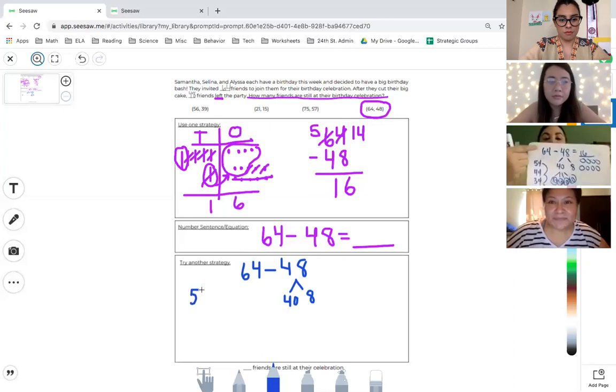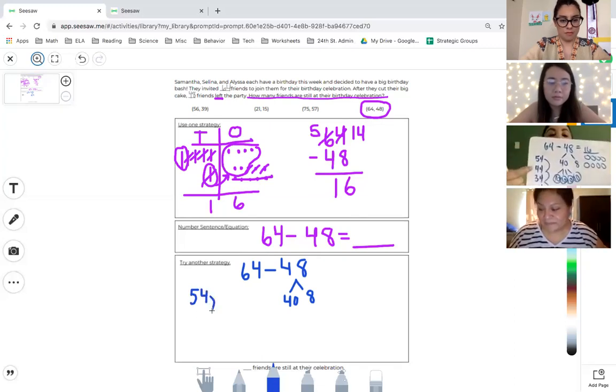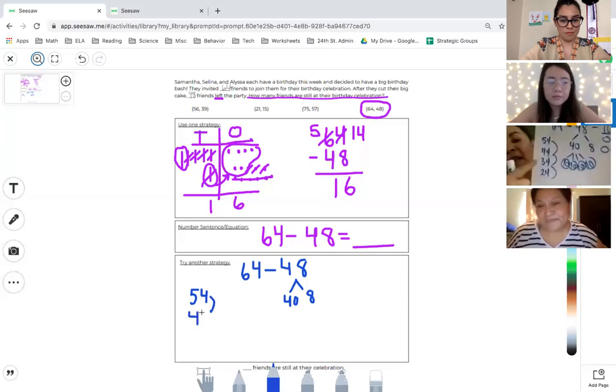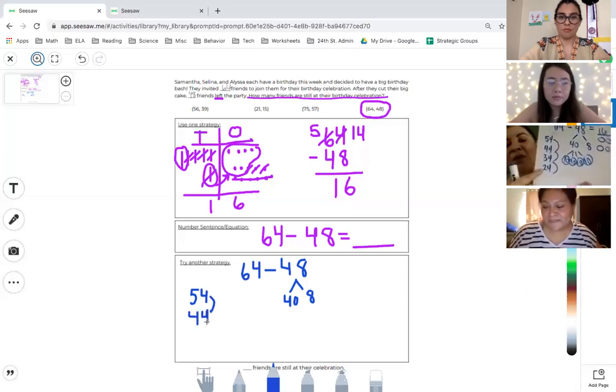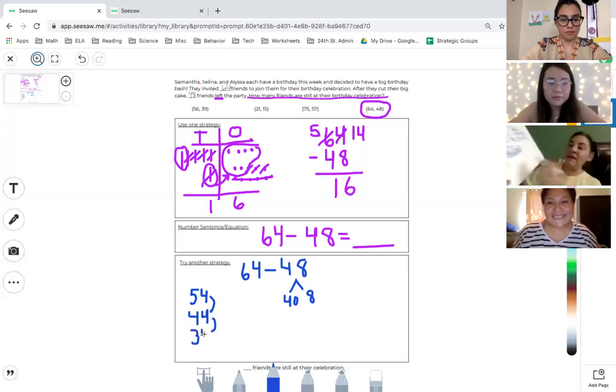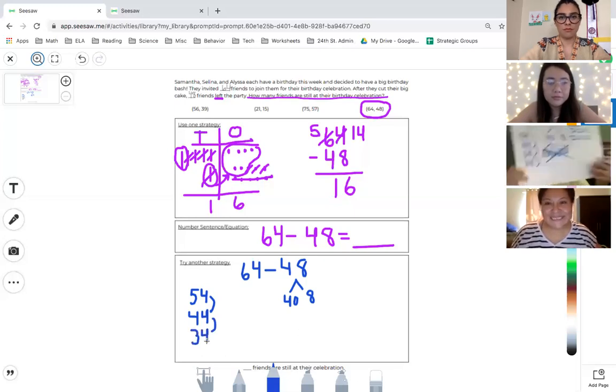So 64 minus 10 is 54. Take away another 10 is 44. Take away another 10 is 34. And take away another 10 is 24. So I took away that 40. So I'm going to cross it out. But I have to remember, I still have to take away 8 more from that 48.